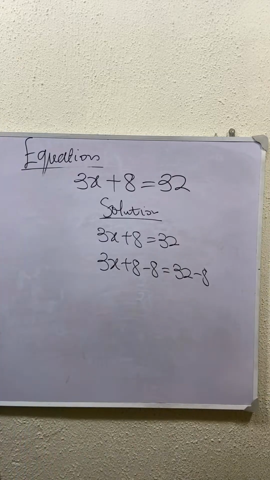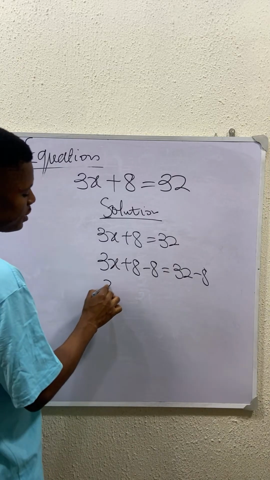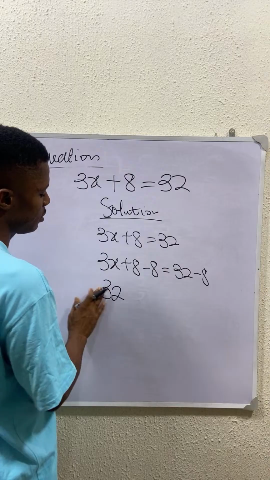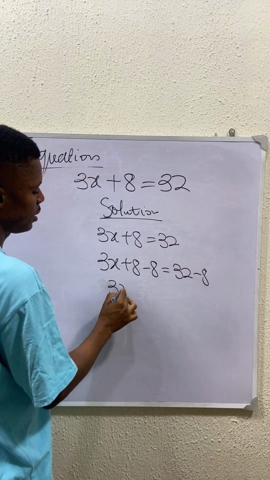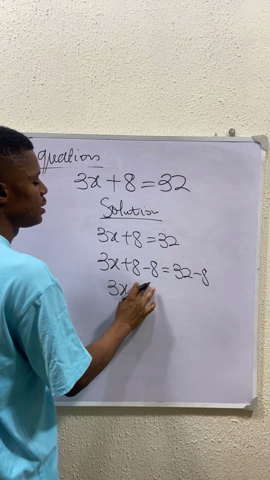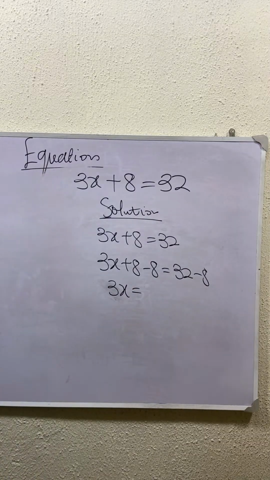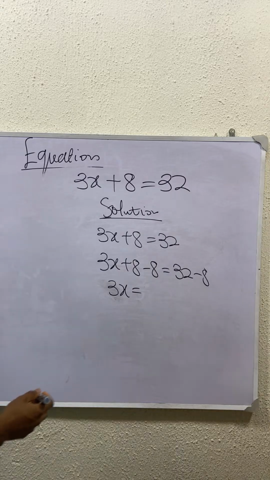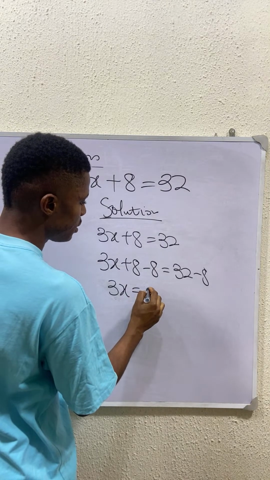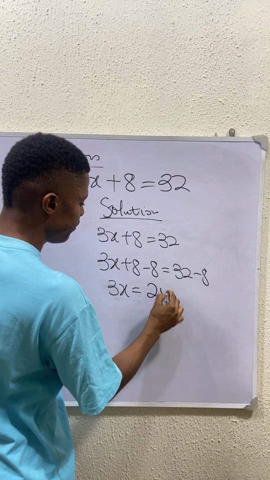32 minus 8 is what? You can see that 3x is now equal to 32 minus 8. What is the value for 32 minus 8? 32 minus 8 is basically 24.